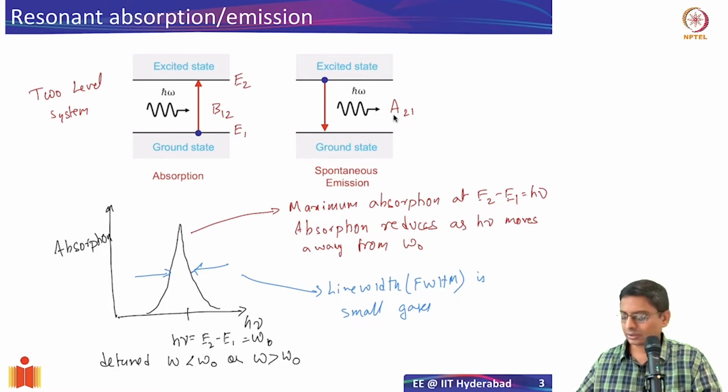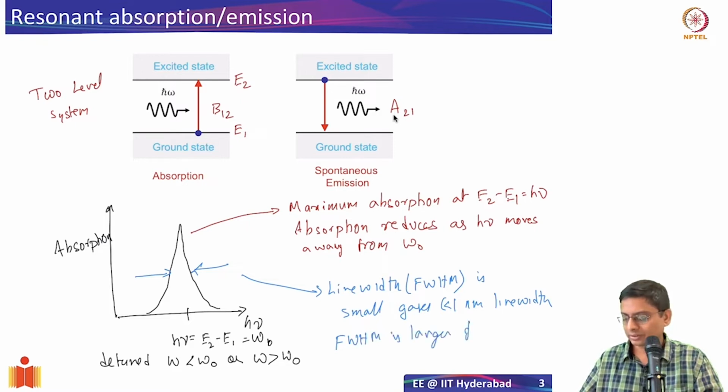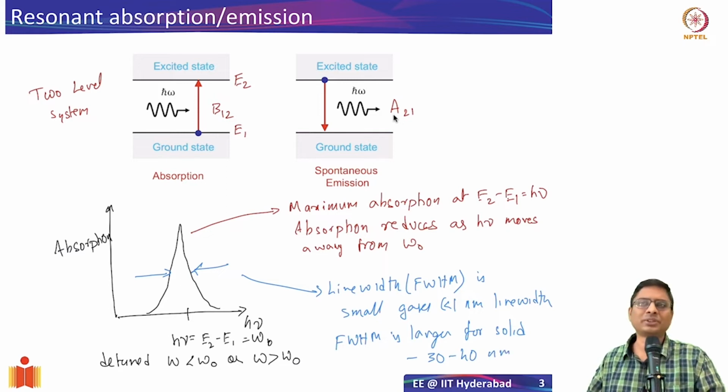Okay, so less than 1 nm line width, even smaller actually. And FWHM is larger for solids. For example, if I look at gallium arsenide, you'll never get a very sharp transition because you have bands and then there's a broadness of this, right? This can be even like 30 to 40 nanometers or so on. If you have quantum dots, I think it will be less than 20 nanometers, 25 nanometers or so. So these are very, very sharp. The line width depends on the type of system you're looking at. But in effect, you can think of any two-level system as a resonant system.